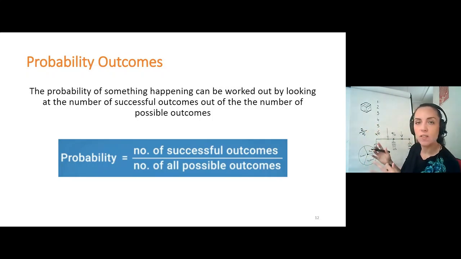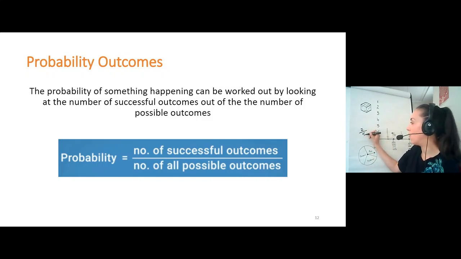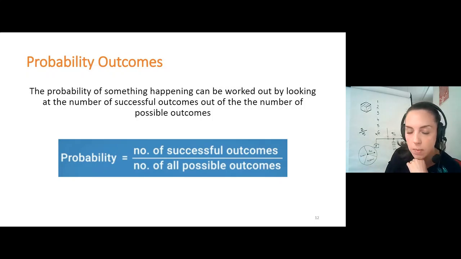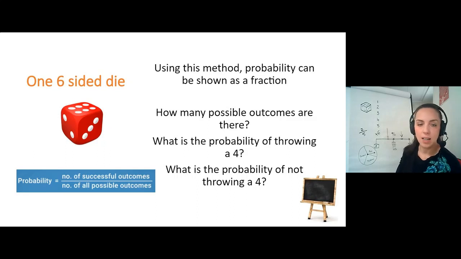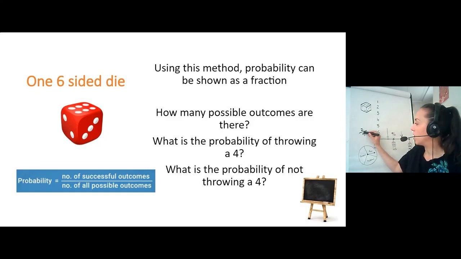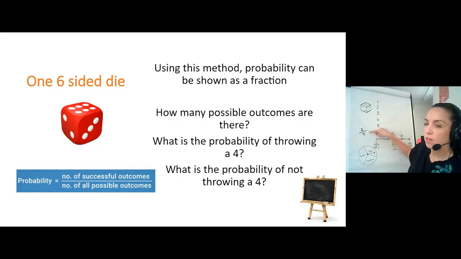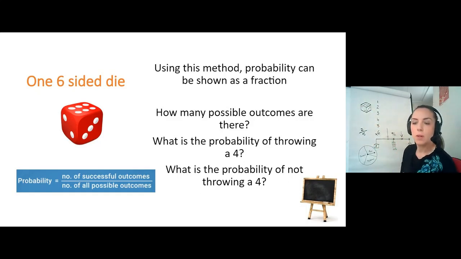It looks a bit strange, because if you don't like fractions, the probability can look a bit scary, but it literally means you write it as you say. So the chance of something happening is 2 out of 5, for example. I've got some better examples for you, obviously. So using this method, probability can be shown as a fraction. So if we were to roll one 6-sided die, how many possible outcomes are there? So this is the bottom half of your fraction. I've done a bit of sketching as well. How many possible outcomes are there of rolling a 6-sided die?